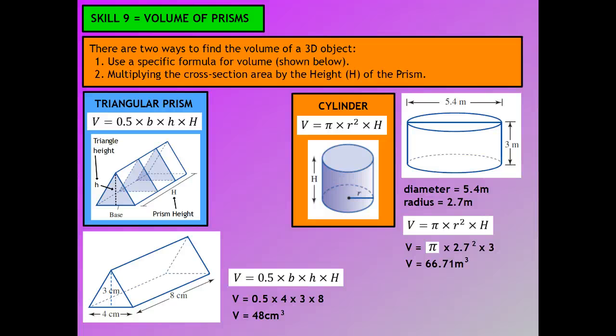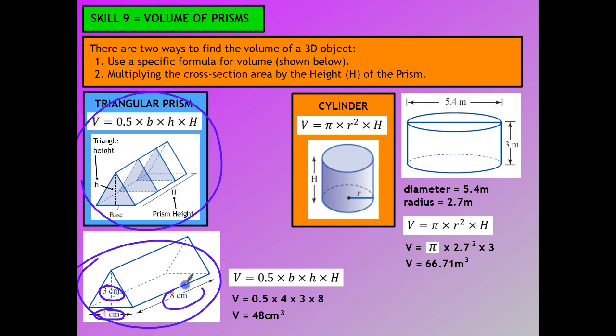Here we're going to look at some examples of finding the volume using a formula. So this is method 1. Down here we've got a triangular prism, and here's a triangular prism example. We've got 3 centimeters, which is the height of the triangle, 4 centimeters is the base length, and 8 centimeters is the height of the prism.